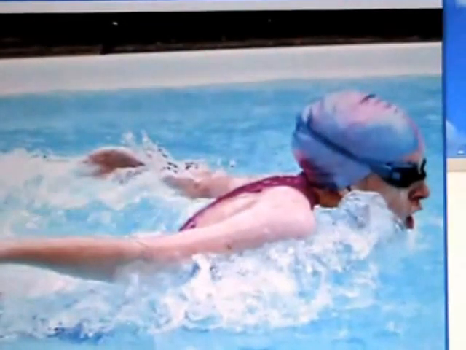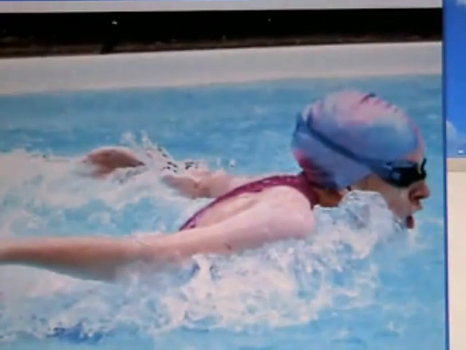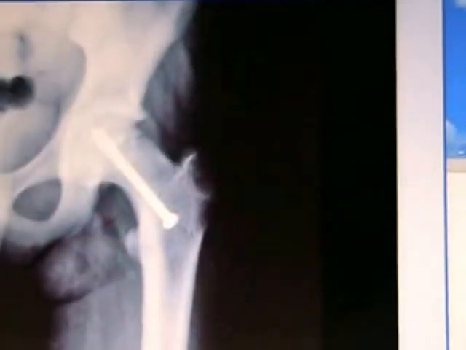OCD, osteochondritis dissecans, typical location, medial femoral condyle lateral aspect. Osgood-Schlatters, microavulsion fracture, patella tendon insertion here. Butterfly stroke may predispose to rotator cuff problems.